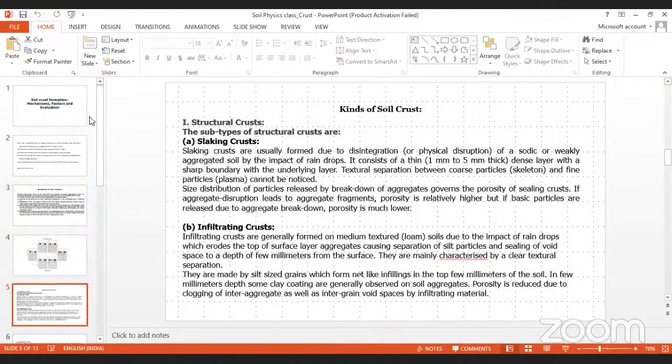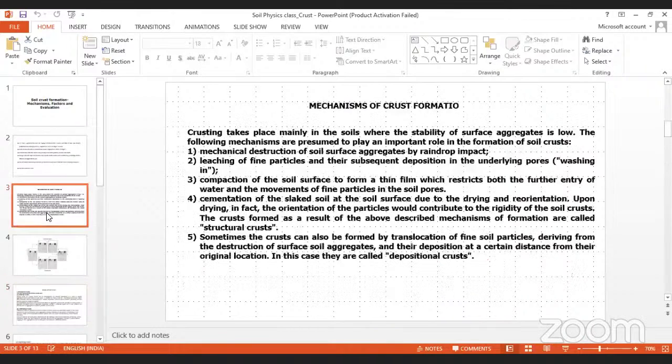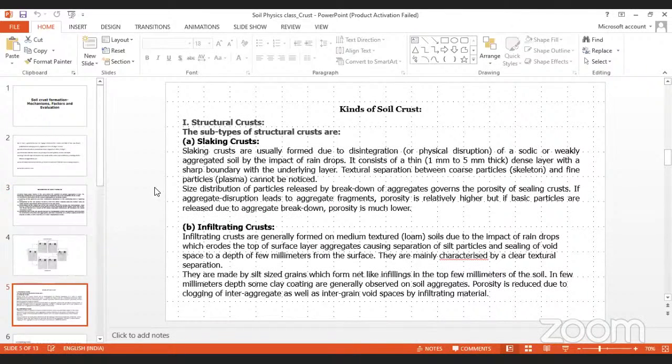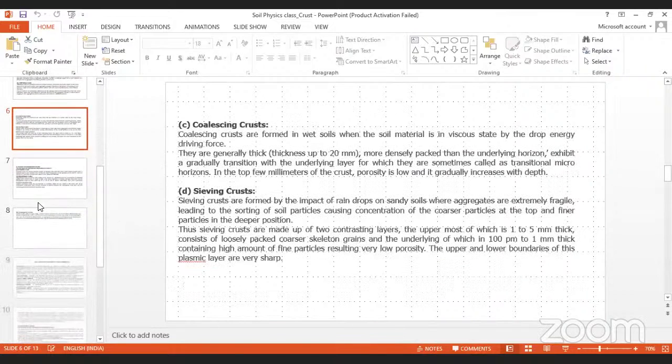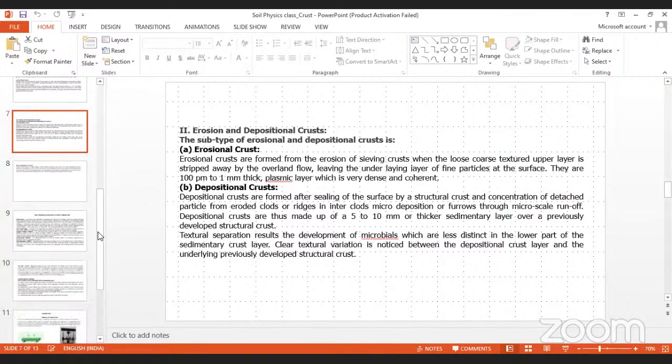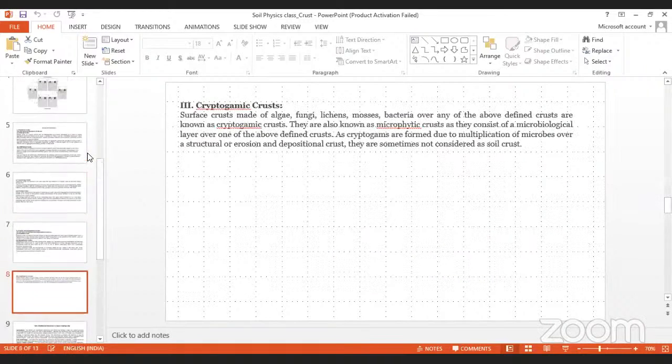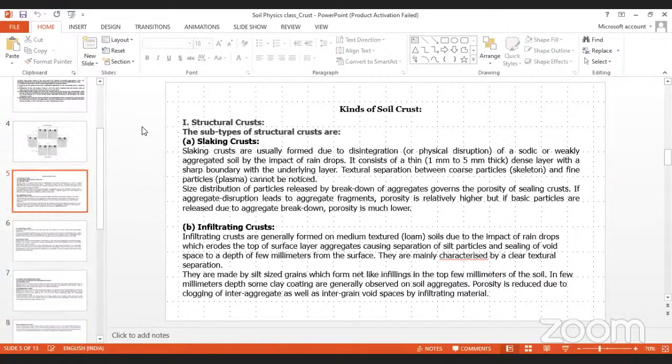Soil crust can be differentiated into three types: slaking structural crust, erosional depositional crust, and cryptogamic crust, also called biogenic crust. What is slaking crust? Slaking crusts are usually formed due to disintegration of sodic and weakly aggregated soils by the impact of raindrops. Its thickness is only 1 millimeter to 5 millimeter. As it is a sodic soil, the soil structure is already broken, so textural separation between coarse particles and fine particles cannot be noticed here.